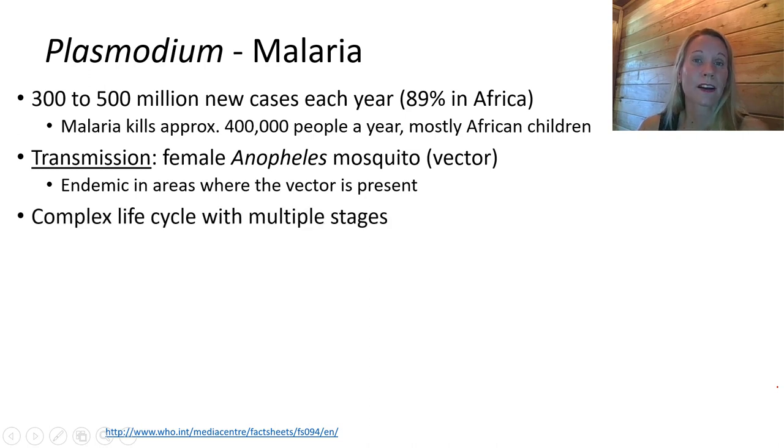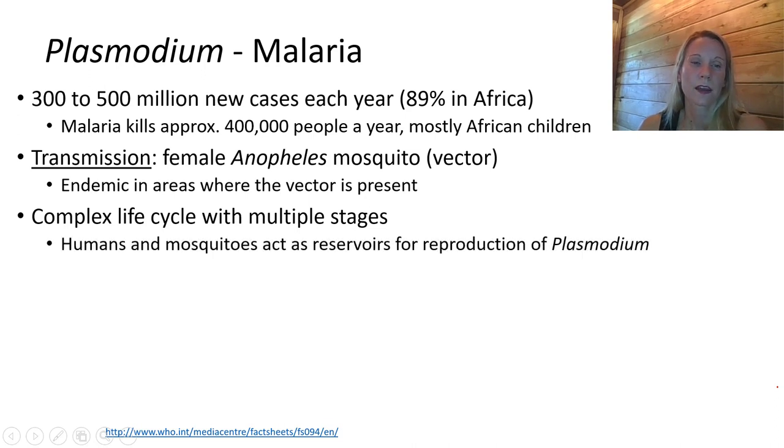So malaria, the life cycle of this parasite is very complicated with many stages. That's one of the reasons why treatment and prevention has been very difficult for malaria and why these numbers of infections are so high and the death rate is so high. So both humans and mosquitoes are reservoirs in the life cycle. We'll take a look at that life cycle in a moment.